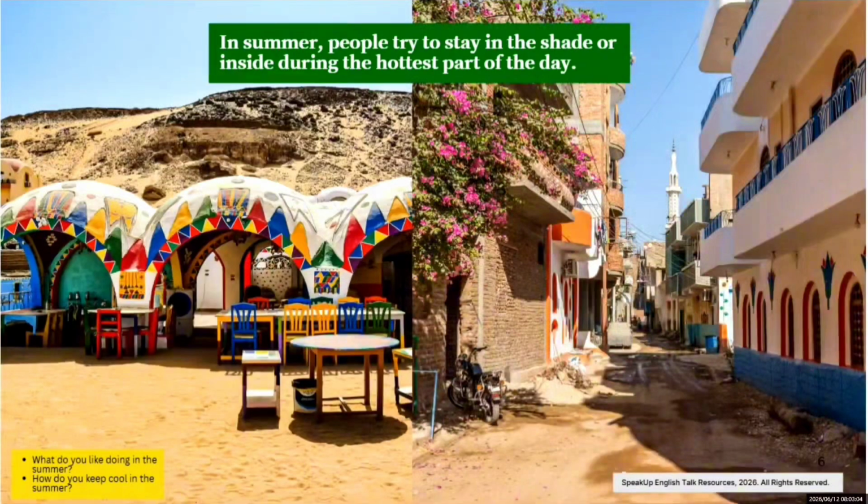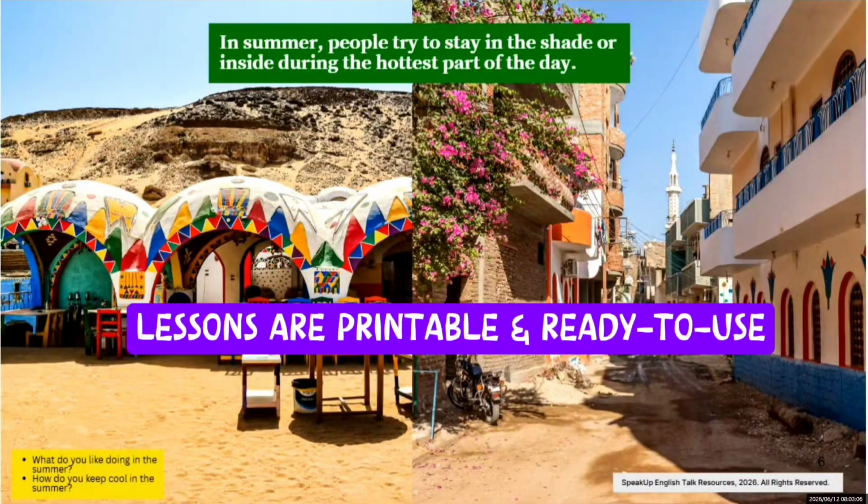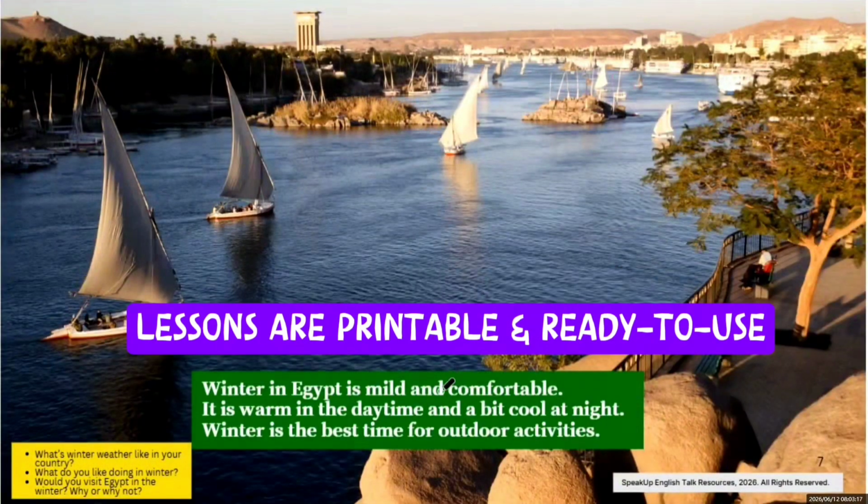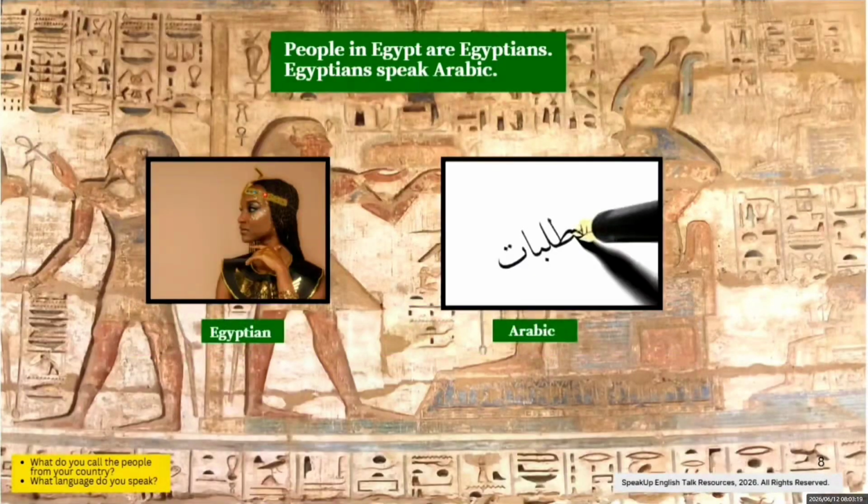And next, I talk about how people stay in the shade, or stay inside the house, to keep cool during the hot days. Ask the student, what do you like to do in the summer? Another set of questions. And then I go on to talk about what the weather is like in the winter. After that, it's about the people in Egypt. They're called Egyptians. What language do they speak? They speak Arabic, okay? Ask a student, what language do you speak? What do you call the people that live in your country?